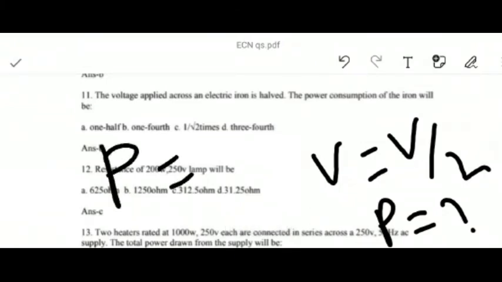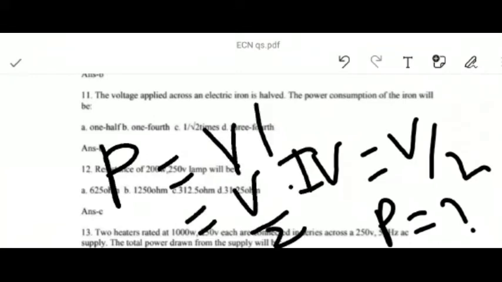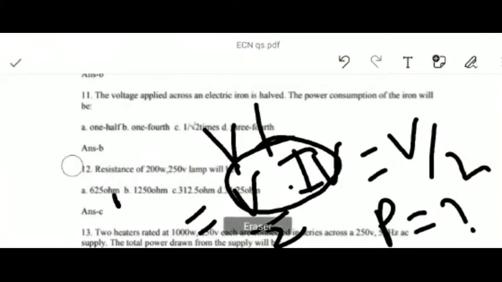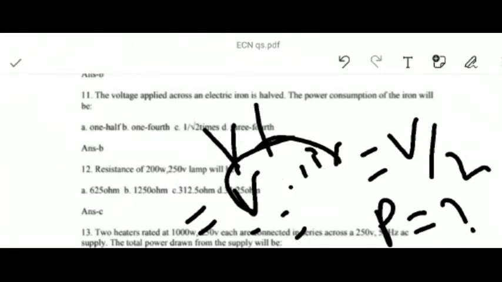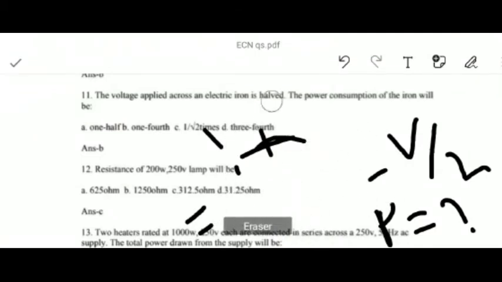P equals VI, so V by 2 into I, so VI by 2. It becomes VI by 2, so it becomes 1/4 times. If we calculate VI by 2, and again 2 is also given, VI by 4, 1/4 is the answer. So here option B will be our correct answer.